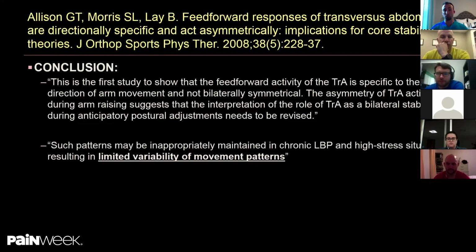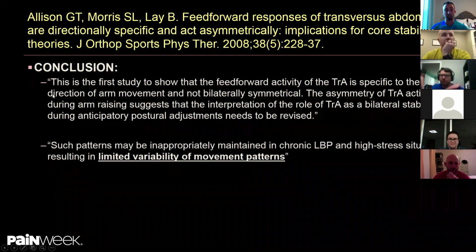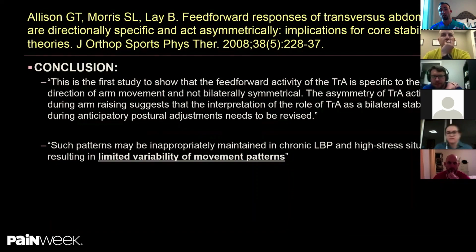So to quote Gary Allison, he said that the symmetry of the transverse abdominis, there we go. You guys' faces are all over my screen, so I can't really see what I have written. So the symmetry of the transverse abdominis activity during arm raising suggests that the interpretation of the role of transverse abdominis as a bilateral stabilizer during anticipatory postural adjustments probably needs to be revised.